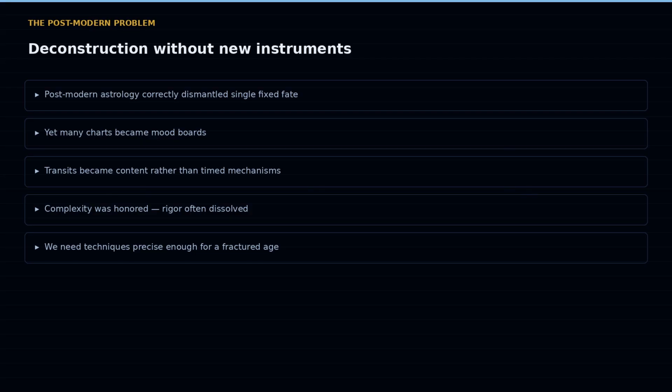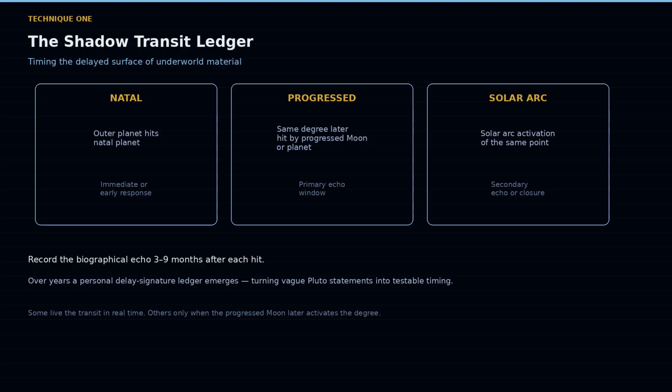We need techniques that honor complexity without dissolving into vagueness. Technique 1. The Shadow Transit Ledger. Most of us track outer planet transits to natal planets. That is necessary but incomplete. The Shadow Transit Ledger requires you to record every major outer planet transit not only to the natal chart, but to the progressed chart and to the solar arc chart simultaneously.